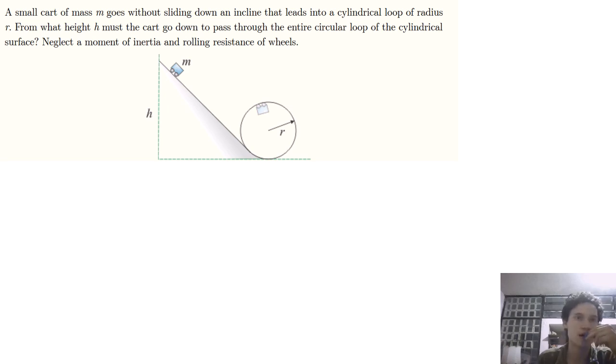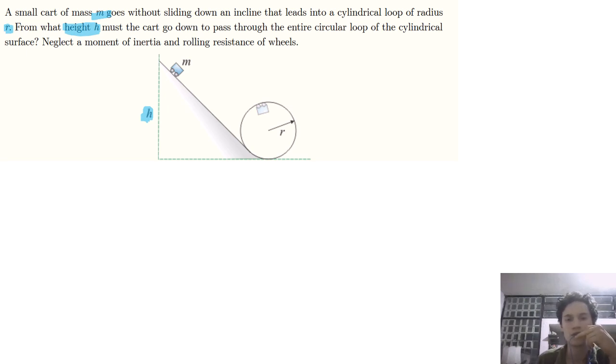We have a car of mass m. It goes without sliding down an inclined plane that leads into a cylindrical loop of radius r. The most important thing is the question: from what height h must the car go down to pass through the entire circular loop of the cylindrical surface? And we can neglect the moment of inertia and the rolling distance.